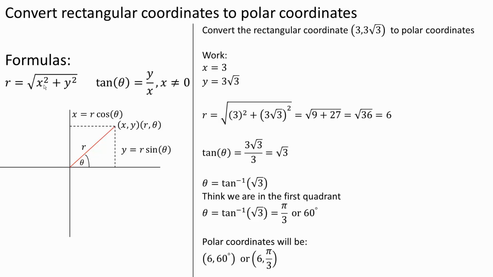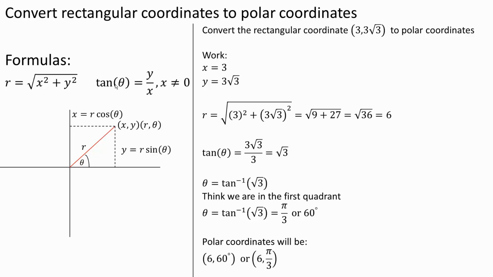Next, we can solve for r. r is equal to the square root of 3 squared plus (3 square root of 3) squared. So 3 squared is 9, and then (3 square root of 3) squared would give us 27, because 3 times 3 is 9, and 9 times 3 is 27. And so we would get the square root of 36, which is 6.